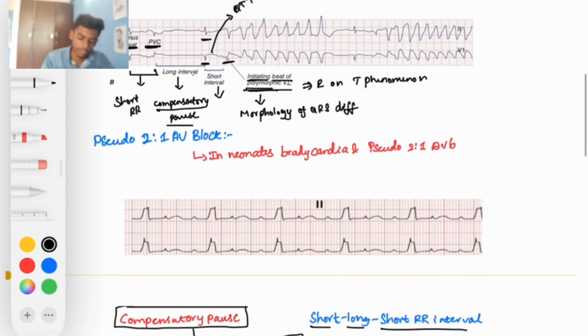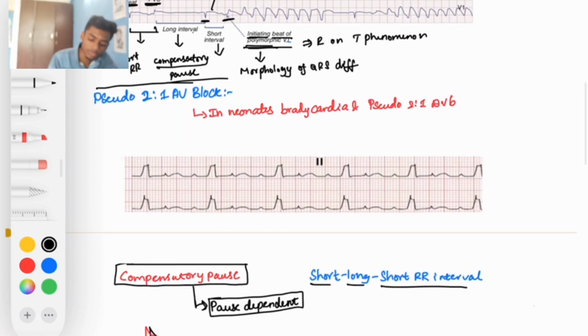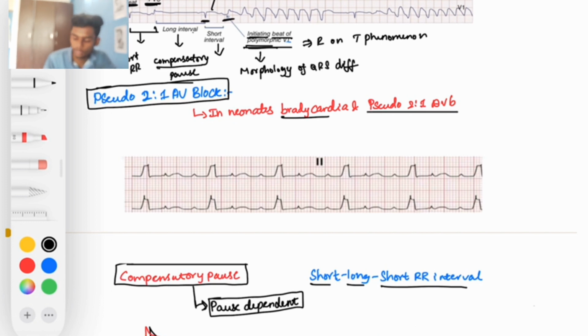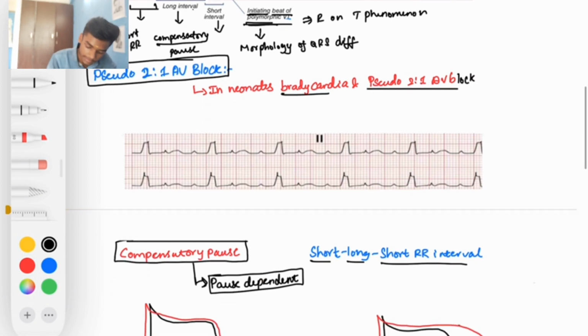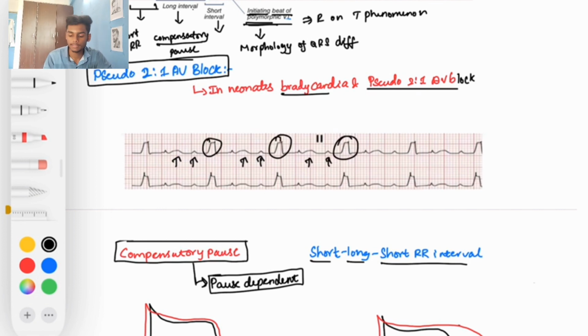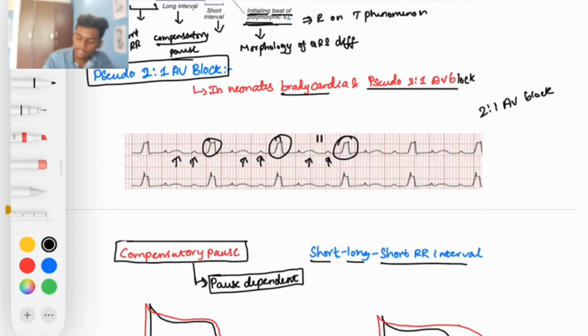Okay, now let's come to pseudo 2:1 AV block. Neonates having long QT syndrome will have bradycardia and they will have pseudo 2:1 AV block. See this ECG, there are 2 P waves everywhere for one QRS complex. So what we will think is that it is 2:1 AV block, but actually there is no AV block.